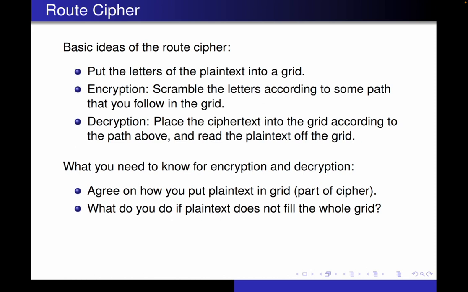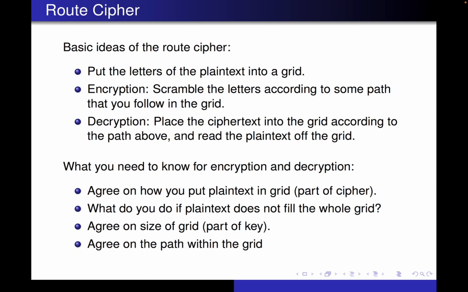What do we do if the plain text does not fill the whole grid? We've got to have some agreement. The way we're going to handle that is we're going to put some random characters in it to make it work. We have to agree on how big the grid is, what the size of the grid is, how many rows it has, how many columns it has. That is going to be part of our key. And then we have to agree on what path we use within the grid to decrypt and also to encrypt it as well. That is also going to be part of the key. So there are going to be two parts of the key. One is going to be the size of the grid, and one is going to be the path.